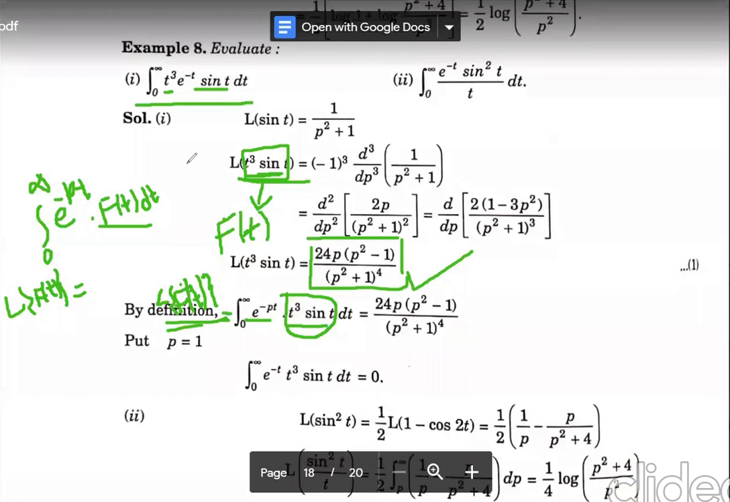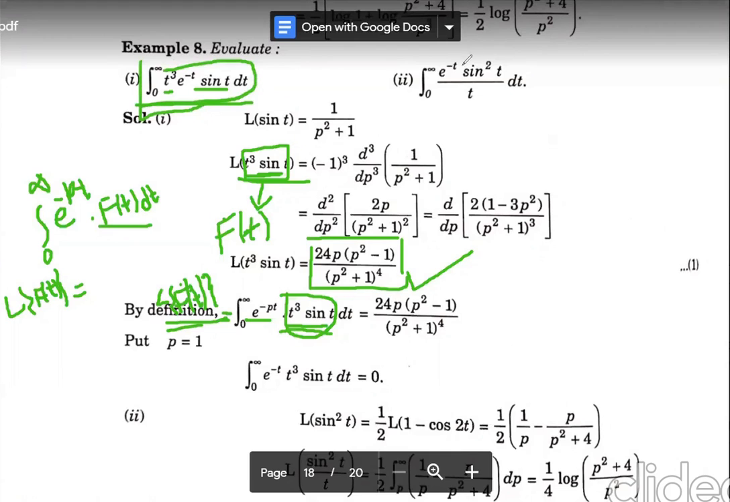But you need to find t cube e to the power minus t sine t. This part is there, but for e to the power minus t, you need to put p equal to 1. So if you put p equal to 1 here, then on the right side also you need to put p equal to 1. And if you put p equal to 1, the right side becomes 0. So the value of this integration will be 0.